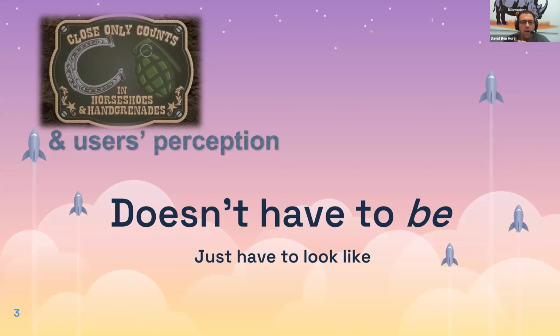Close only counts in horseshoes and hand grenades and users' perceptions. So this is something of a key. If you are bound to, oh, I have to process everything inline immediately, then you put yourself under a huge limit on the kind of functionality and behavior that you can offer. But it doesn't have to be this way. The only thing that you need to do is to appear fast.